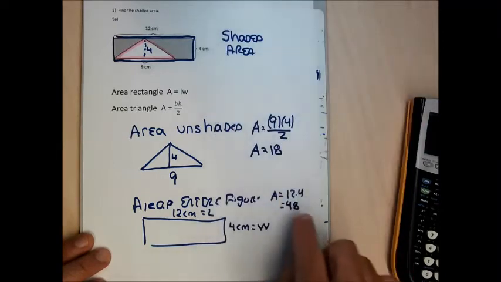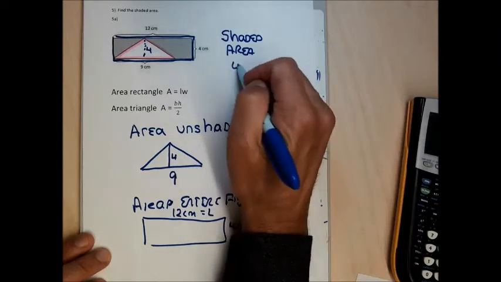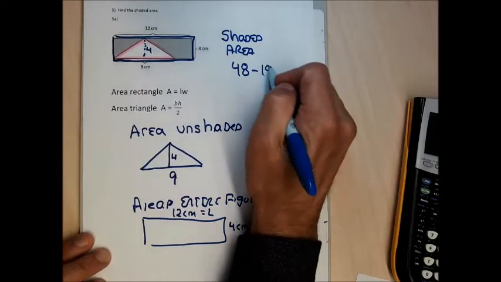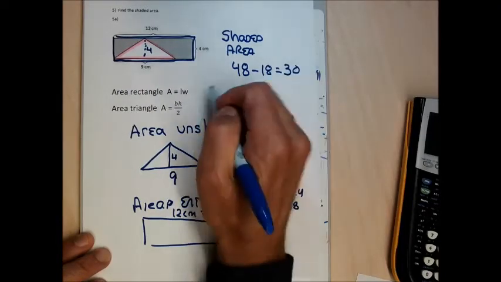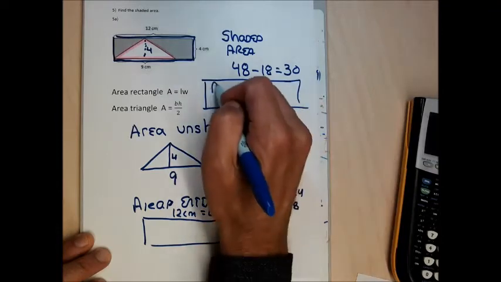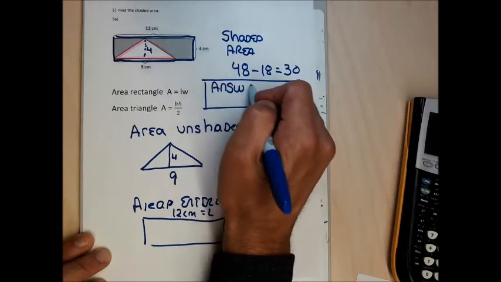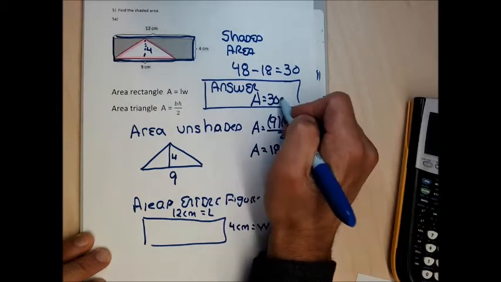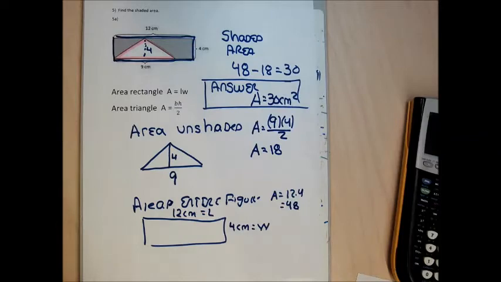can be computed by taking the area of the big rectangle minus the area of the unshaded circle. The number is going to be 30, but I need to have units in its area, so it needs to have square units. My answer for 5a, I'm going to write a for area, 30 for the number, and my units are going to be centimeters squared.